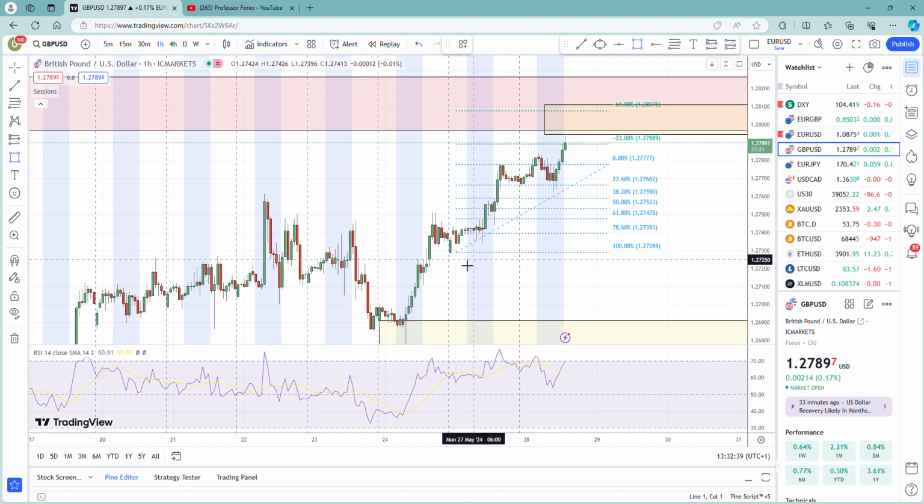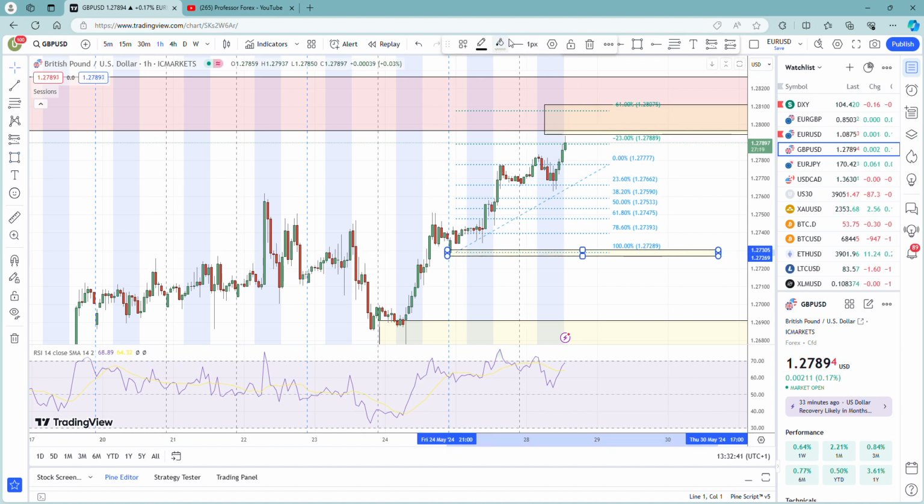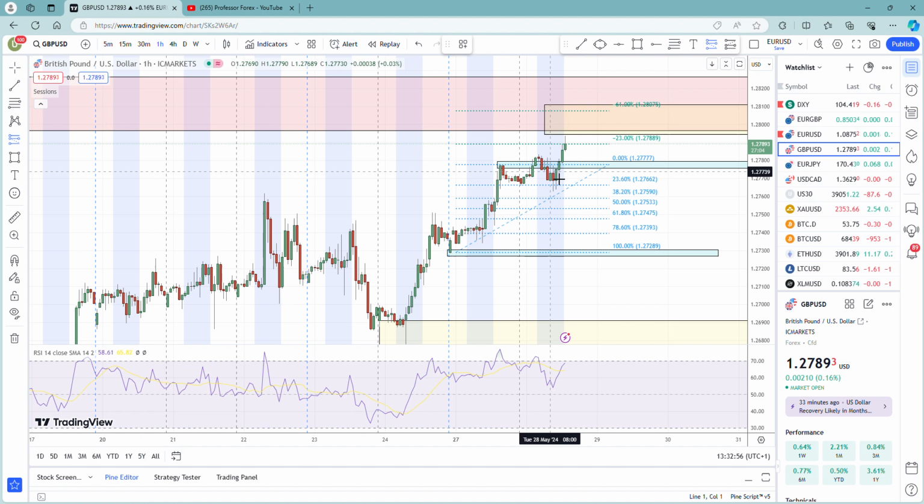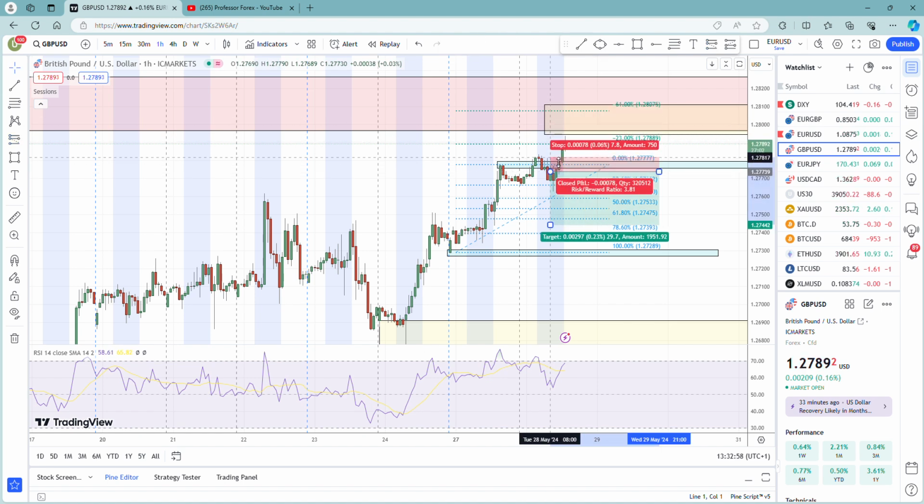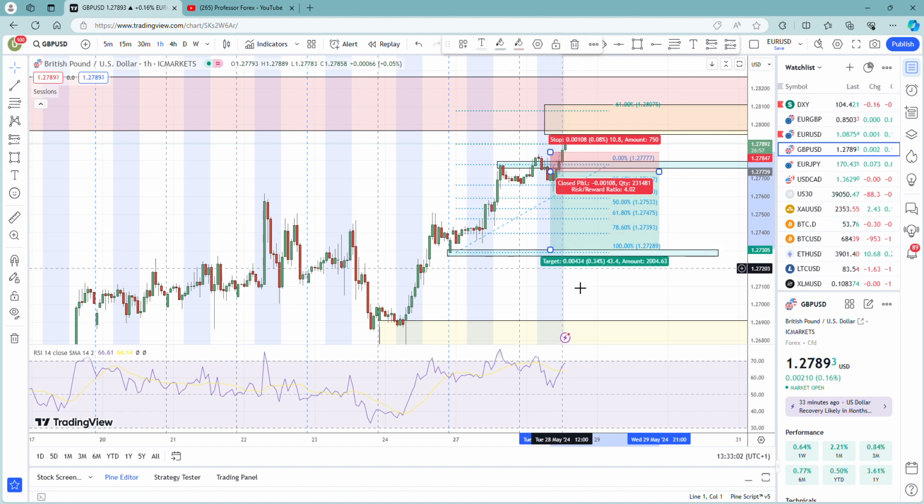So these would have been your levels when the market opened this morning, 8 o'clock London session. These would have been your levels. So 8 o'clock in the morning, you could have entered a sell trade here. It would have been a good trade because you're trading on the level, you're trading within a London session. Your stop loss would have been here.